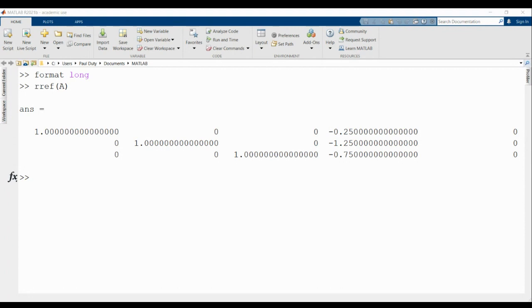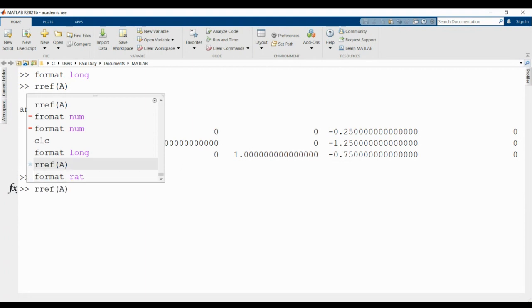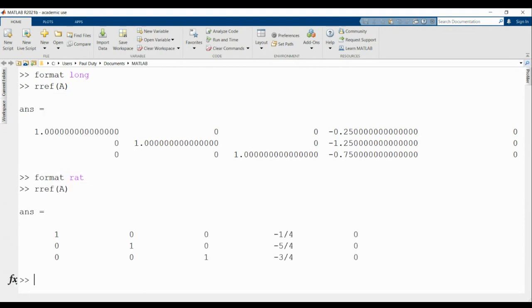And this is important. This will be important for some problems in the future that you'll need to do. You'll want a lot of accuracy on your decimals. But in this case, chemistry problems usually work out with nice numbers, right? Ultimately we want integers. So we need nice numbers. So I'm going to go back to format RAT and then bring it back again. There we go.